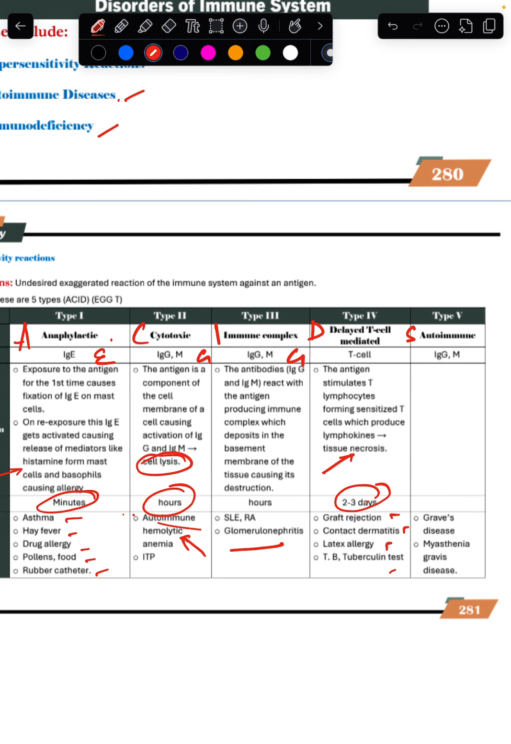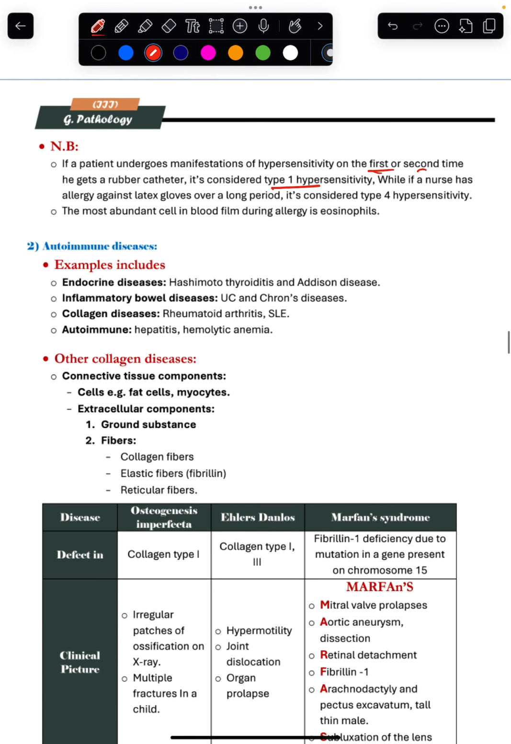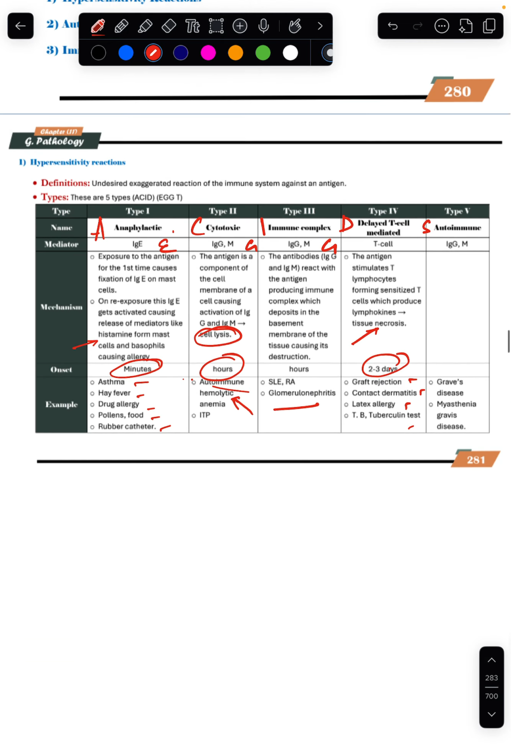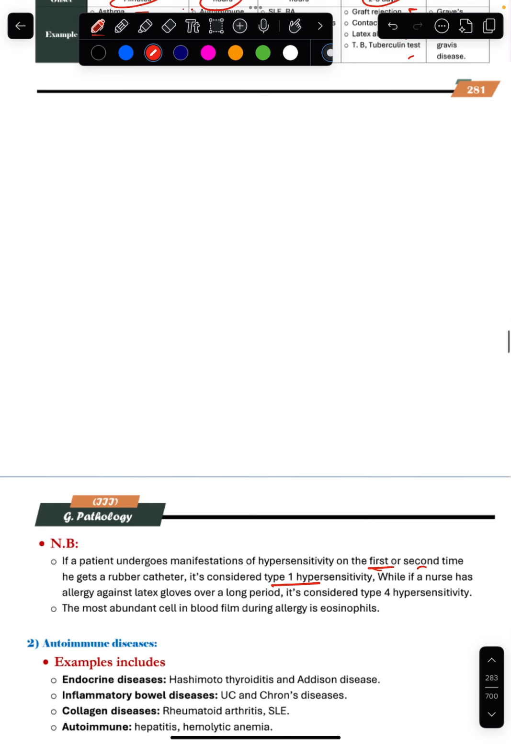And autoimmune, like Graves' disease and myasthenia gravis, is type 5. If the patient's manifestation happens on the first or second time he gets rubber, it is considered type 1, while if it is a nurse's latex allergy, it is type 4. Examples include autoimmune or endocrine, Hashimoto's. These were hypersensitivity. First is hypersensitivity, second is autoimmune, then immunodeficiency.